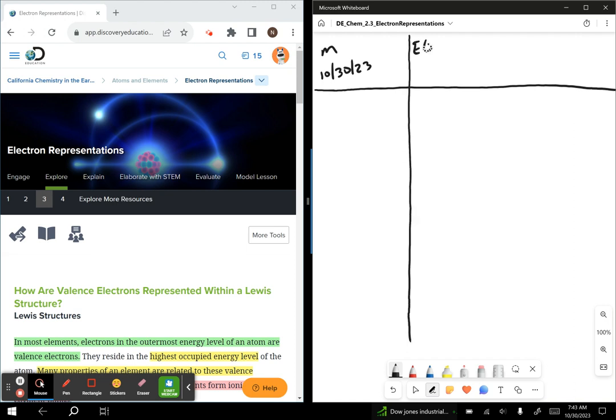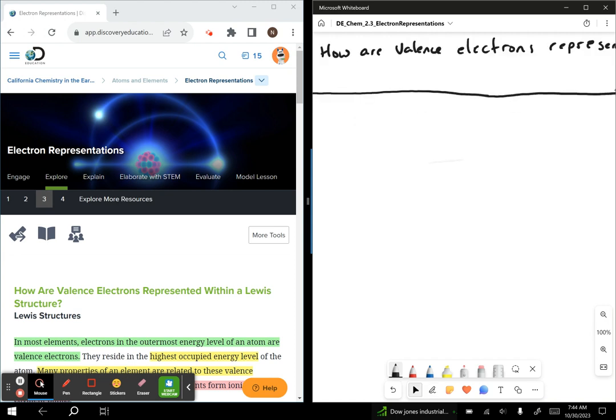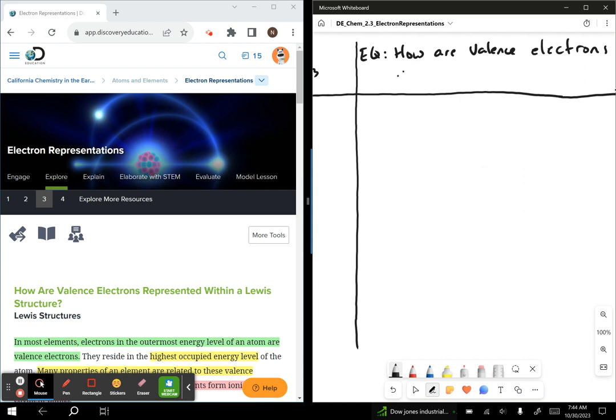Our essential question: how are valence electrons represented within a Lewis structure?